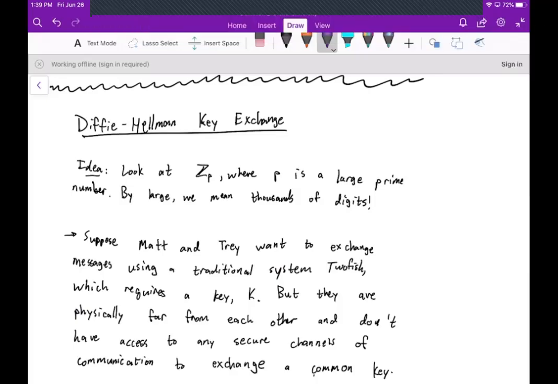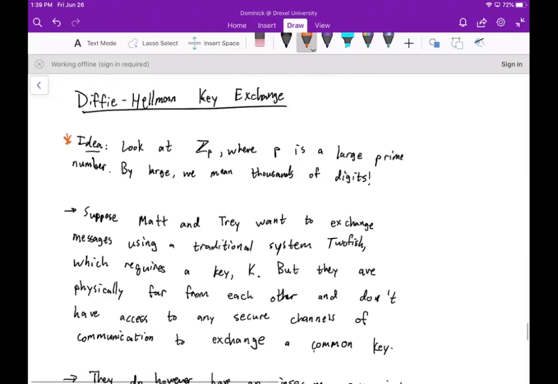Okay, guys, welcome. Today we're going to talk about the Diffie-Hellman Key Exchange. So we're going to put together all the ideas that we discussed so far in this cryptography aspect, and we'll use that to explain the Diffie-Hellman Key Exchange.